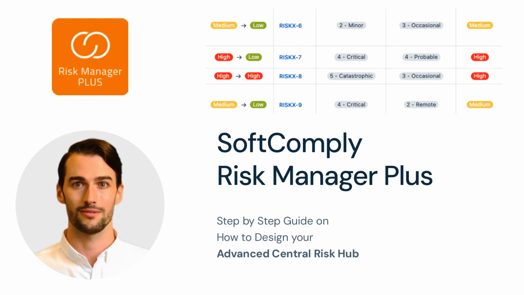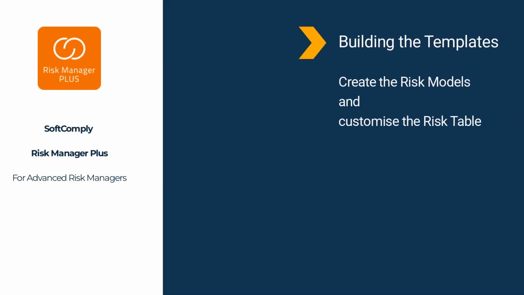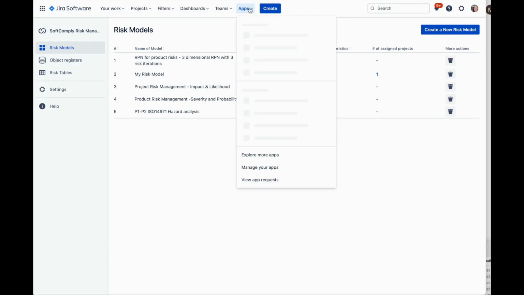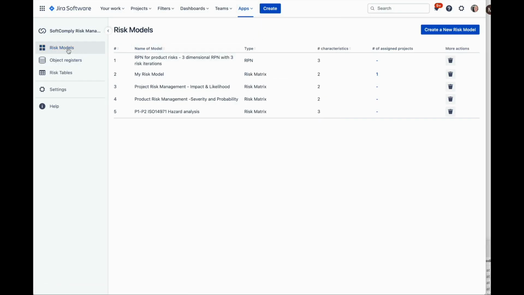For many businesses, there can be a need to assess a variety of different risks. To keep everything related to risk assessment in one place, SoftComply Risk Manager Plus app allows using different risk models in a single Jira project. As a start, we need to define the risk model and risk table templates that match the requirements of the risk management processes. Let's first prepare all the necessary templates.